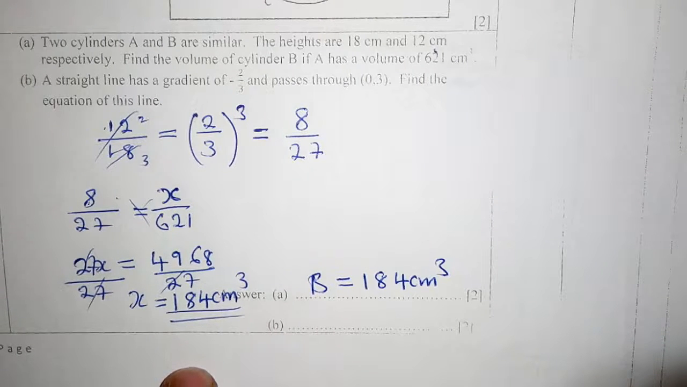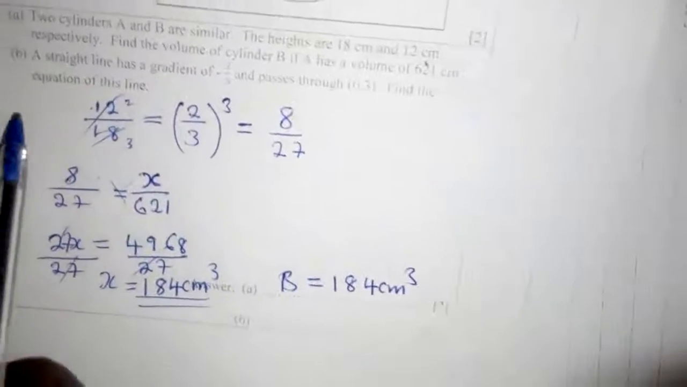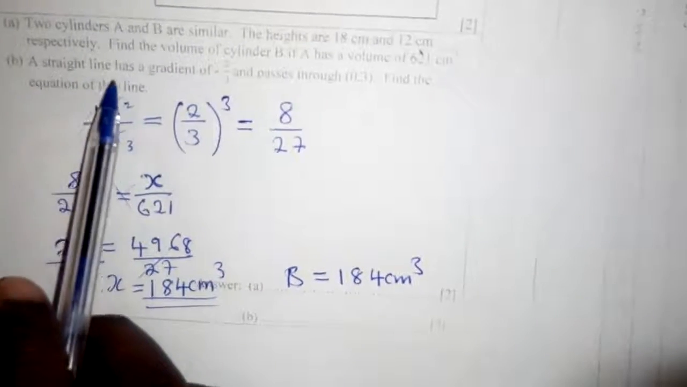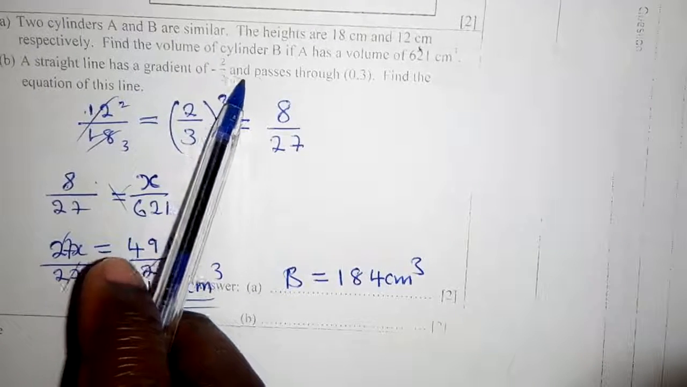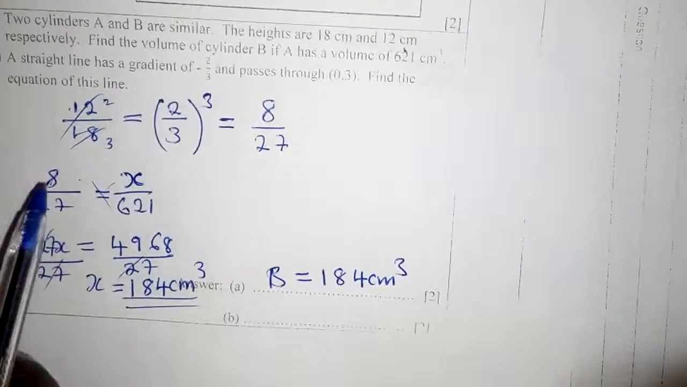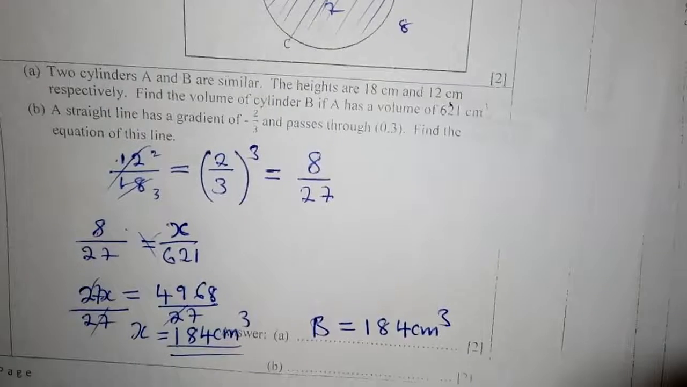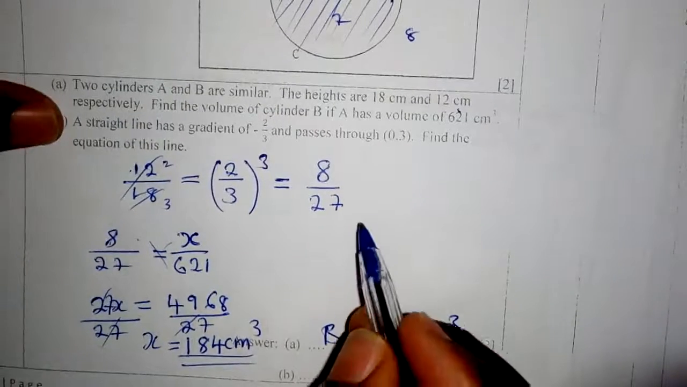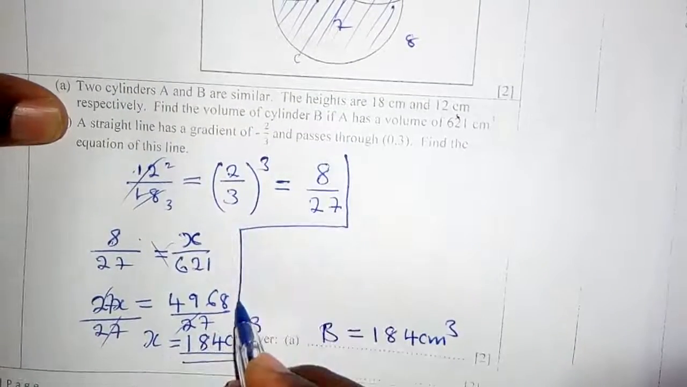We go to C. They have given us this straight line has a gradient. So this is the gradient for the straight line and it passes through the point. Okay, so they've given us the gradient and they want us to find the equation of the line. So for the equation of the line, you use the formula. Let me cut here so that we see what is happening.